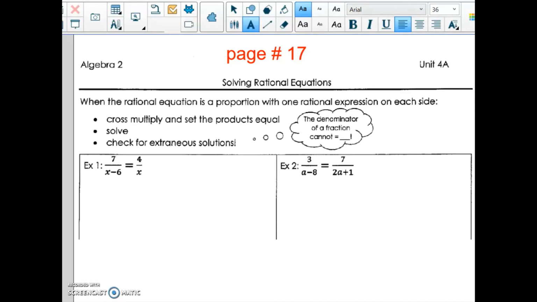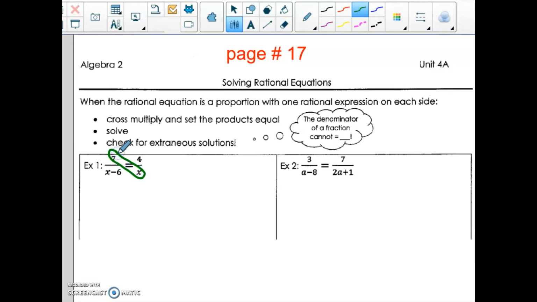All right, on page 17, we're going to look at solving rational equations. Now, today's equations are all cross multiplication equations, which is going to make today a lot easier. So, we're going to multiply diagonally.